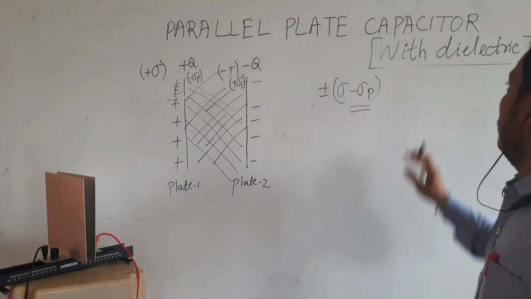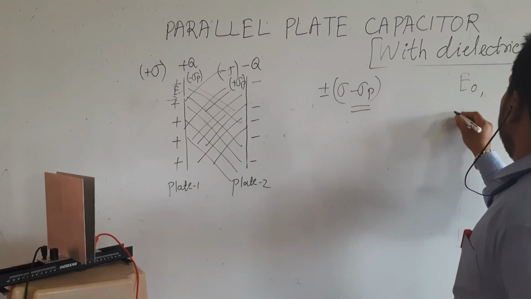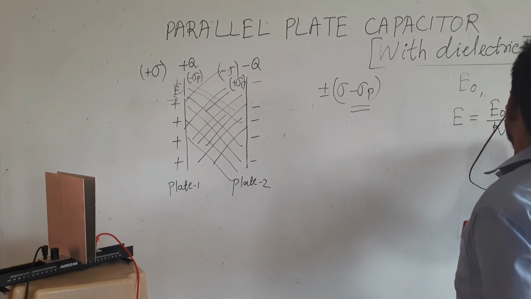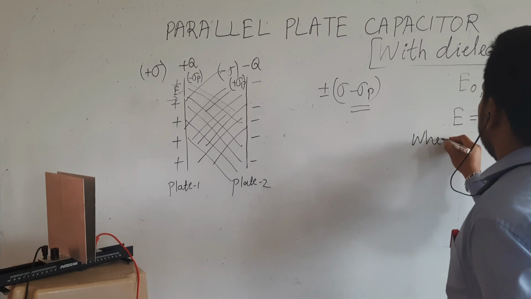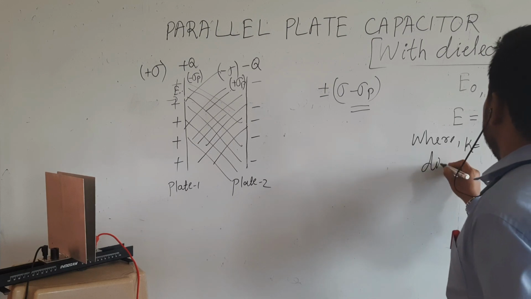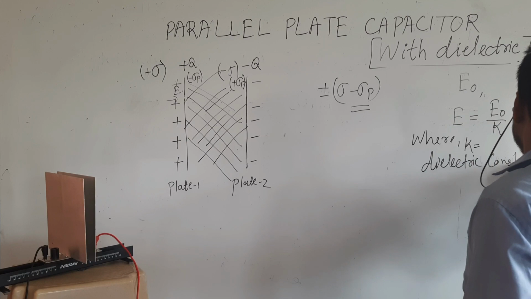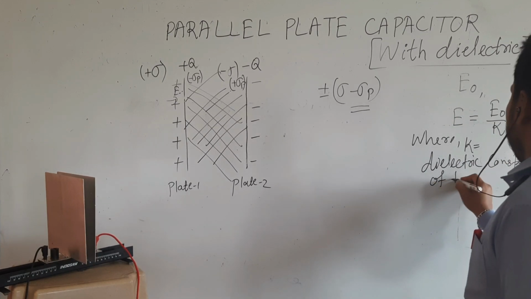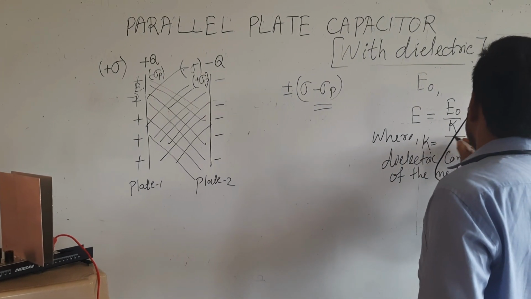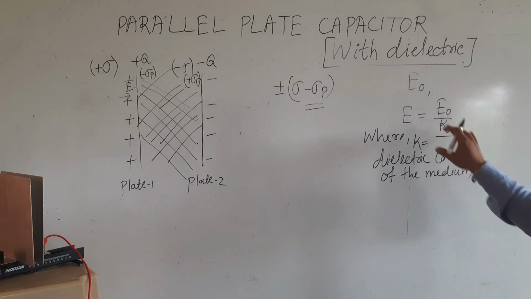Now, without the dielectric the electric field was E naught; now it will be E, which is E naught by K, where K is the dielectric constant of the medium. Whatever medium we are taking, the value is K. It's a number. Now we have to find the capacitance using a dielectric.